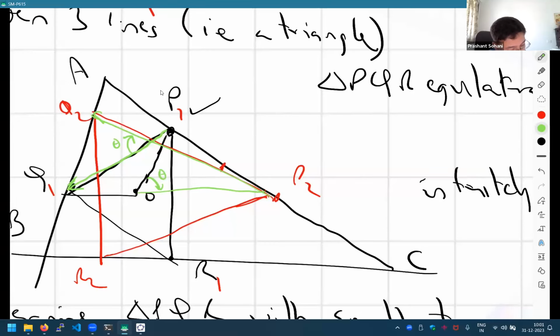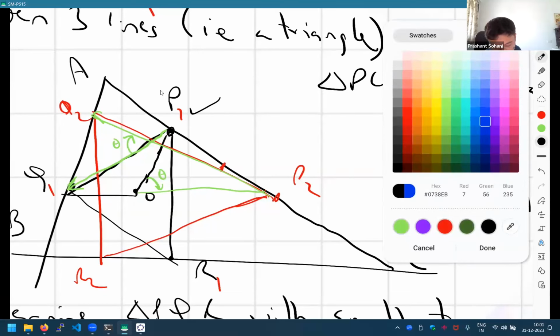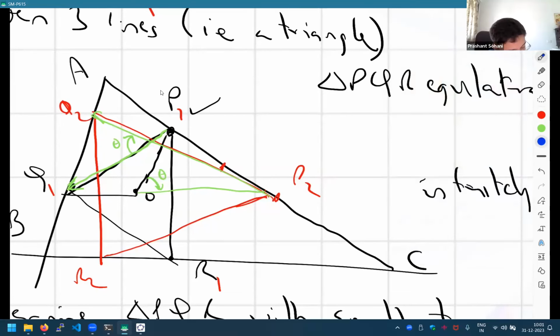And the same angle theta will be involved in the other pairs also. So for illustration, suppose I talk about a different pair. Just as P1 will go to P2, Q1 will go to Q2. So this angle is also theta.